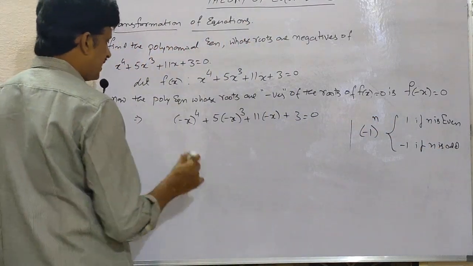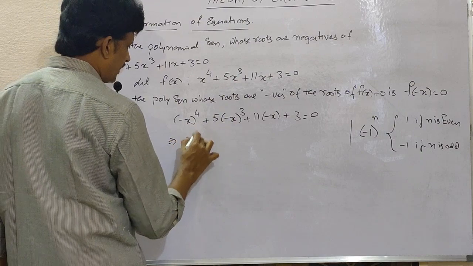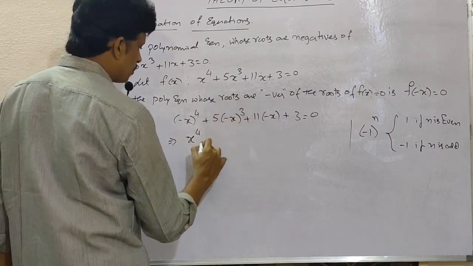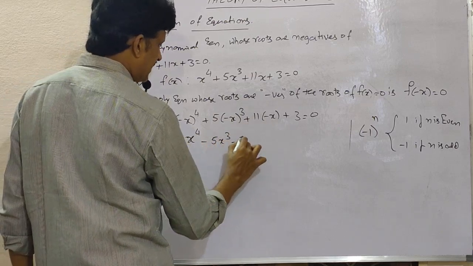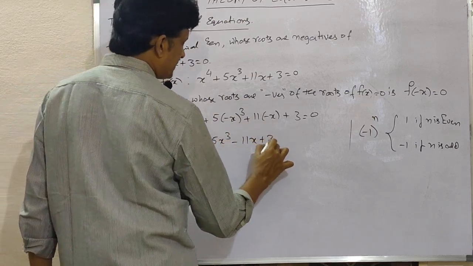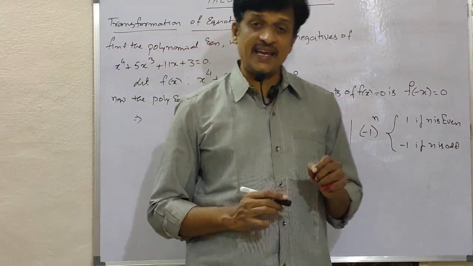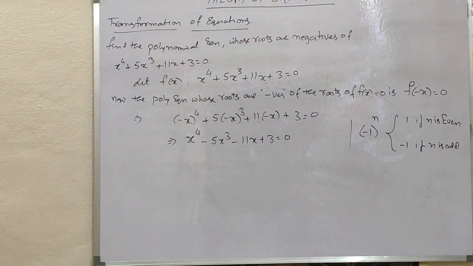So here this will be, since the index is even, this is x power 4 only. Here minus x whole power 3 which is odd, so minus 5 into x cube, plus 11 into minus, that is minus 11x plus 3 equal to 0 is the required equation whose roots are the negatives of the roots of f of x.